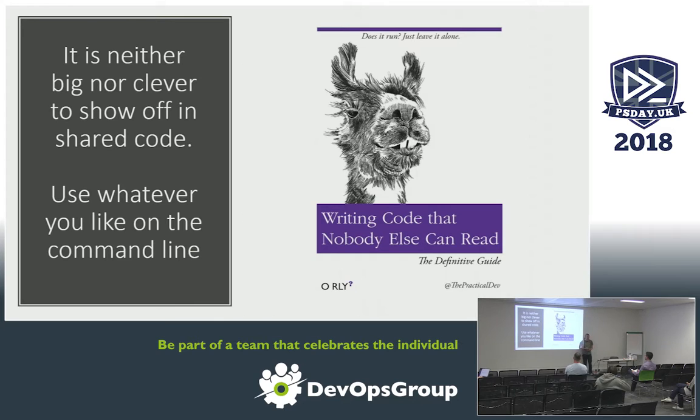Aliases, shortening parameter names, using positional parameters. Try not to do it in shared code. I don't care what you do on the command line, but in shared code, I would like to be able to read it.